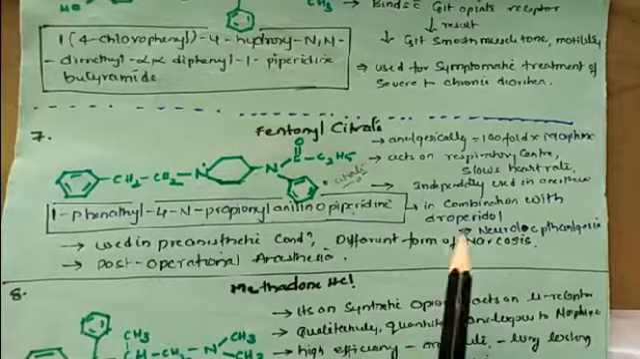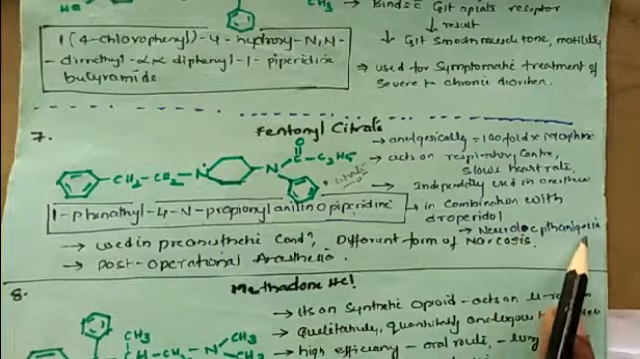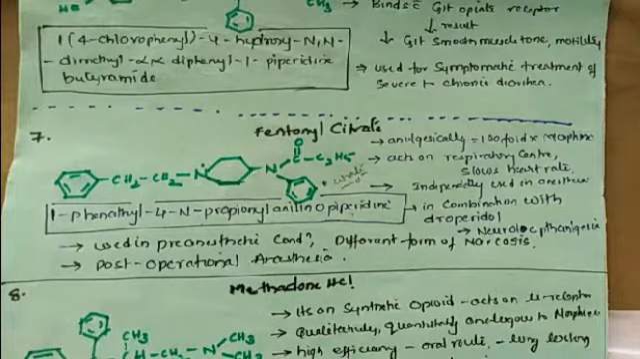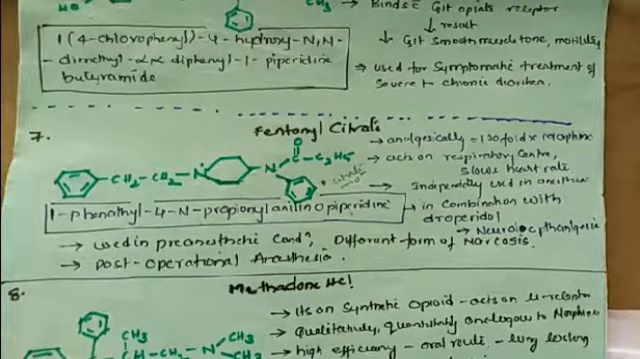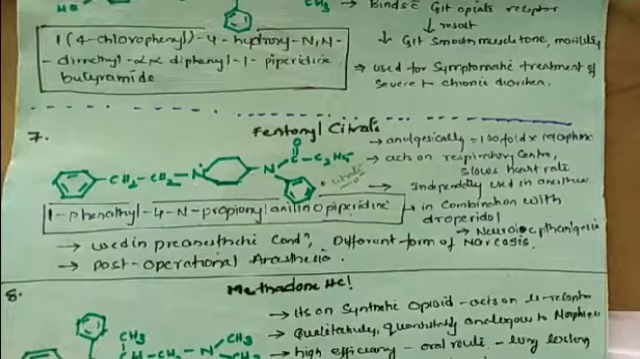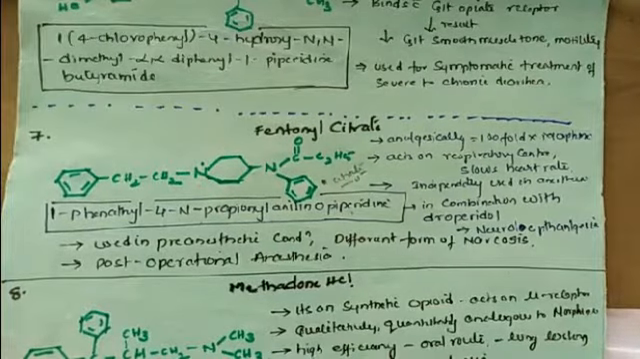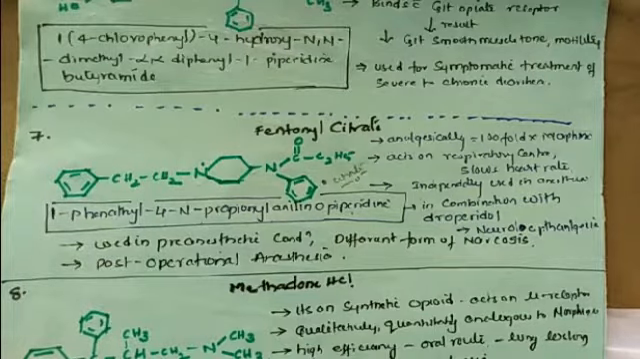Sometimes it is also used in combination with droperidol for neuroleptanalgesia. Whenever you want to go for a neurological surgery, we have to give anesthesia to the nerves. So in combination with droperidol, fentanyl citrate is used for giving analgesia at the neural level. Coming to the major uses, it is used in pre-anesthetic conditions. It is also used in different forms of narcosis. It is also used for post-operative anesthesia.